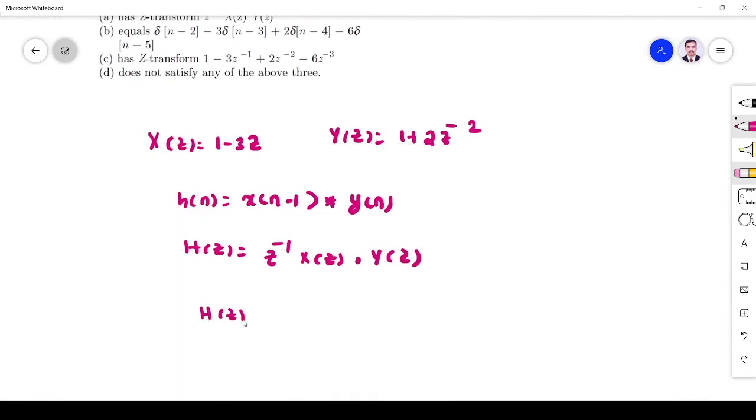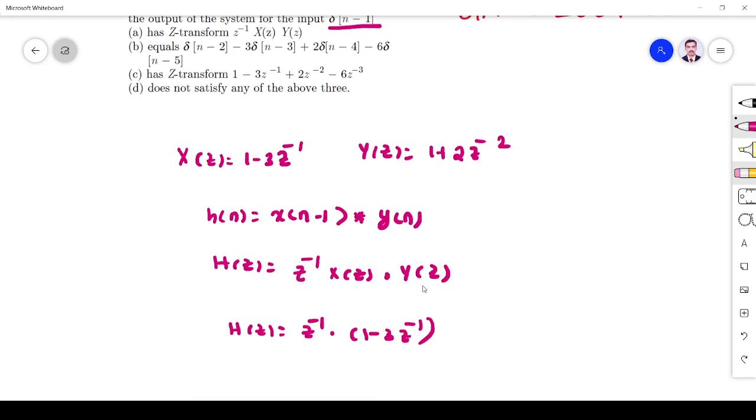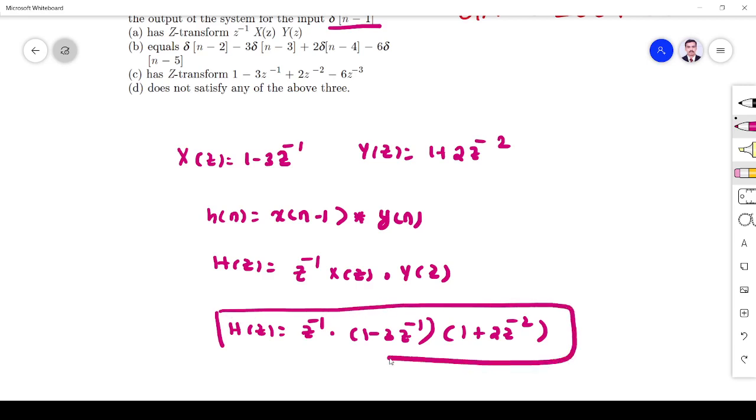So H(z) is equal to z^-1 times X(z), where X(z) is 1 - 3z. Actually, it is 3z^-1, right, so it is 3z^-1. Then times 1 + 2z^-2. So this is z^-1 (1 - 3z^-1)(1 + 2z^-2). This is our H(z).